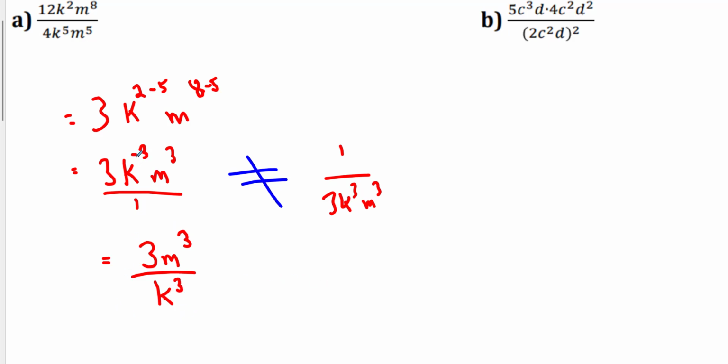So I only move the k value down from the numerator to the denominator because only k had a negative exponent. Nothing else had a negative exponent. There was no need to move anything else. Let's do another example.